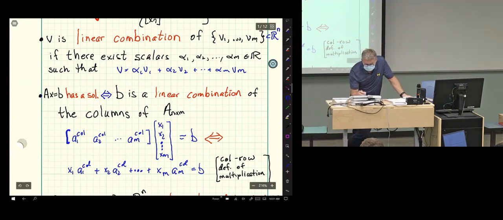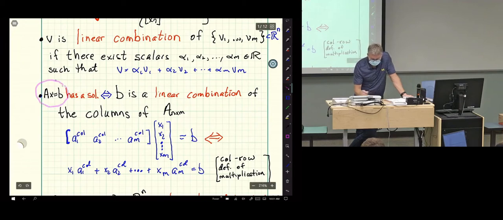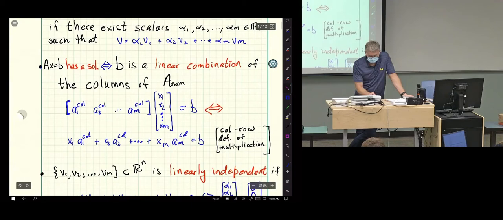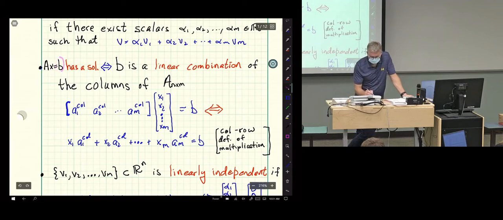Okay, so this is writing v as a linear combination of v1 to vm. So linear sum, and m finite. So we can use that concept to talk about whether Ax equals b has a solution, and we don't care whether A is square, rectangular, etc. And the result is Ax equals b has a solution if and only if b can be written as a linear combination of the columns of A.